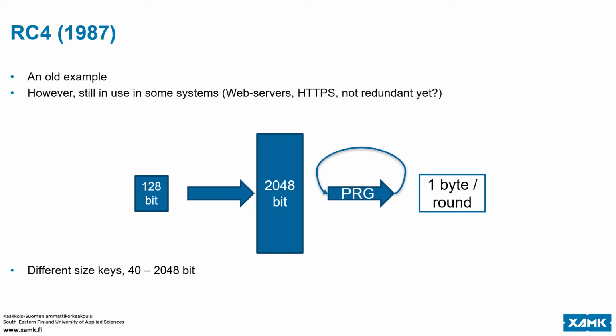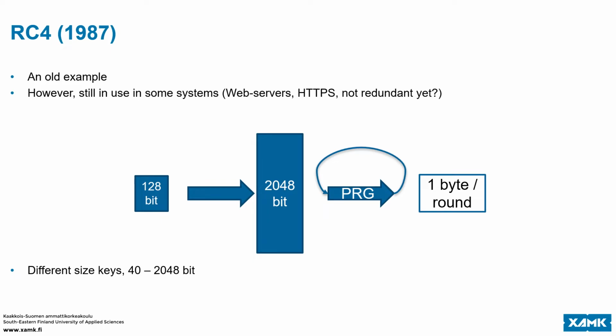ARC4 can encrypt data using different sizes of keys. Usually the smallest possible key is 128 bits long, but it does support smaller keys all the way down to 40 bits. It's possible to use different size keys because internally the key is expanded to 2048 bits regardless. Then this 2048-bit internal key is used to do the actual data processing.